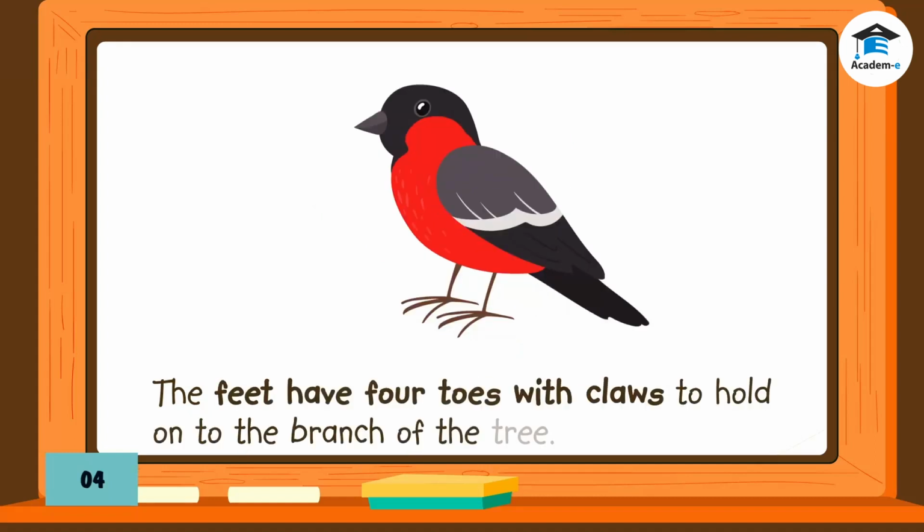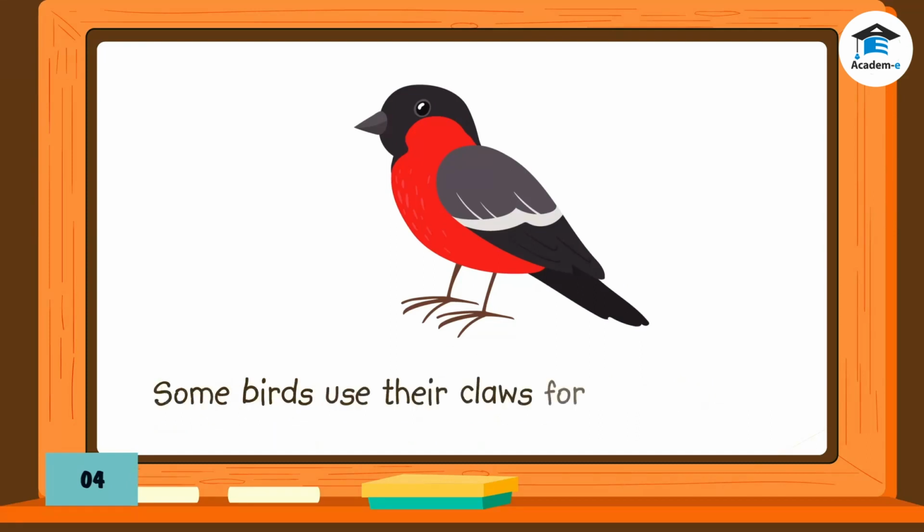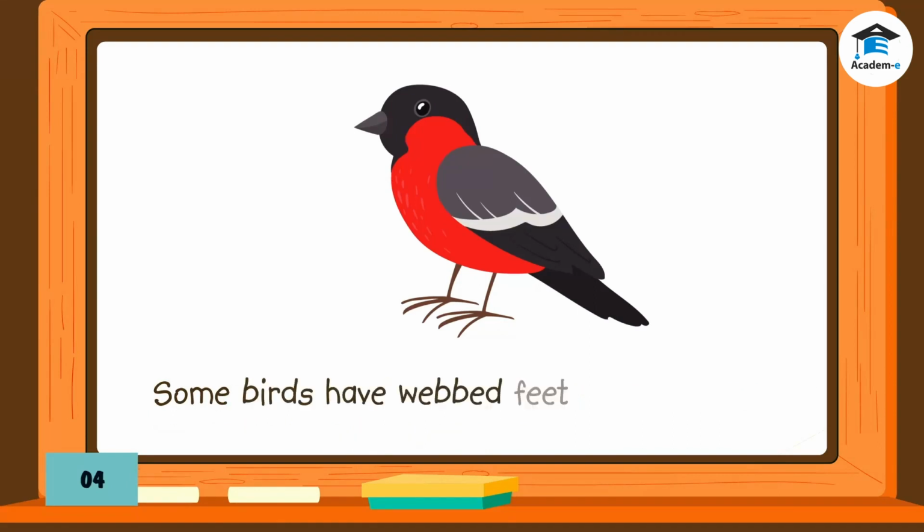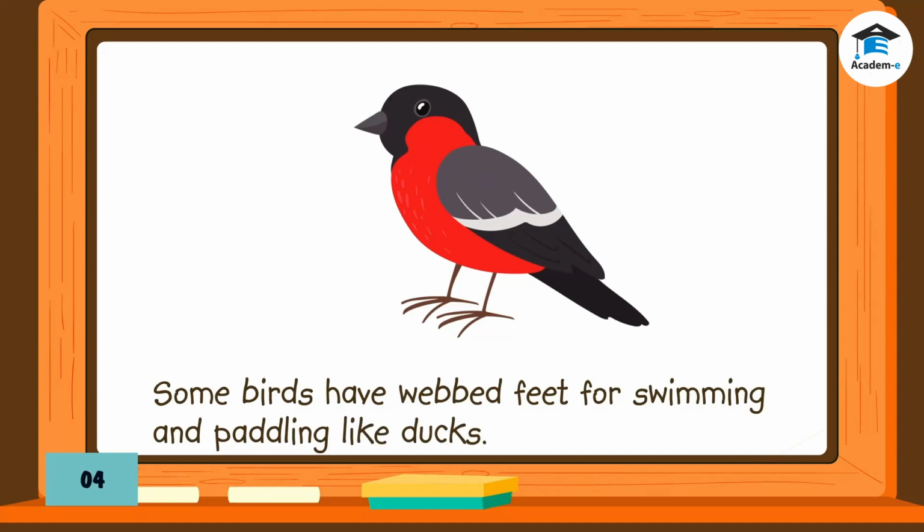The feet have 4 toes with claws to hold on to the branch of the tree. Some birds use their claws for scratching or for holding their prey. Some birds have webbed feet for swimming and paddling like ducks.